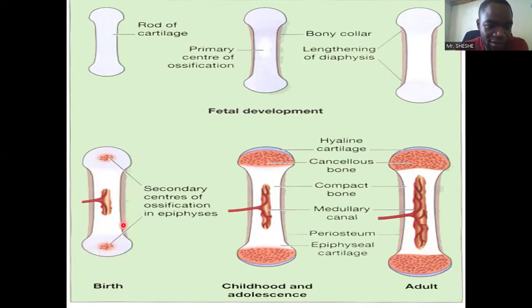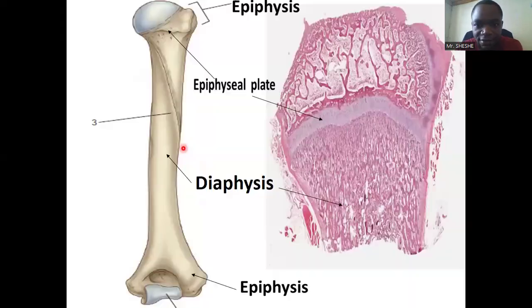So what happens now? Bone from the primary ossification center will meet with bone from secondary ossification center. Since there are two, there and there, they'll meet here from the primary and there from the primary. So the space that remains now, this one, where they meet, this one and this one, is what we call the epiphyseal plate. Okay, that is the epiphyseal plate.